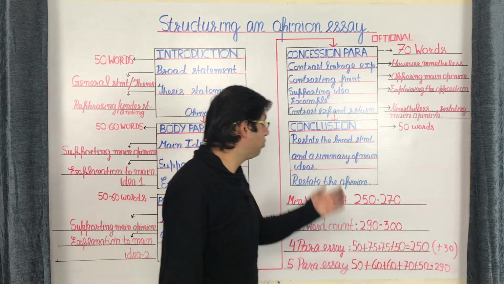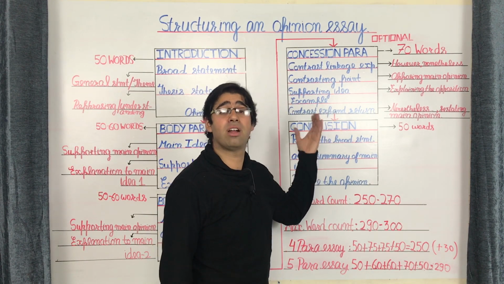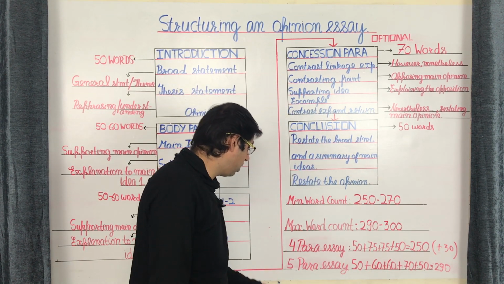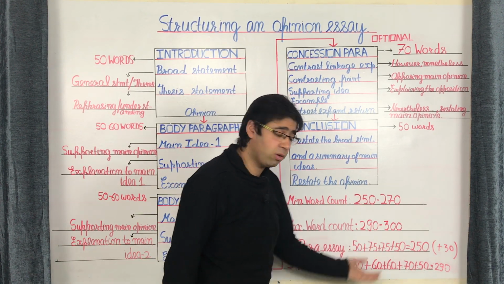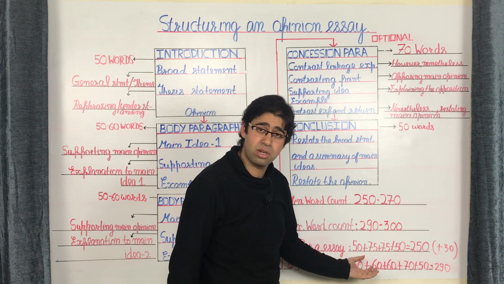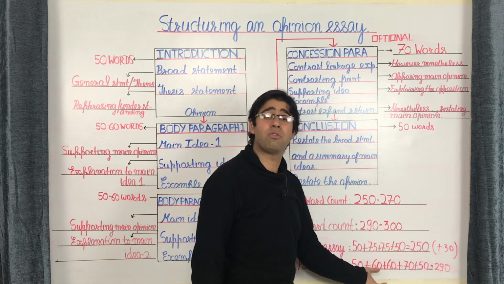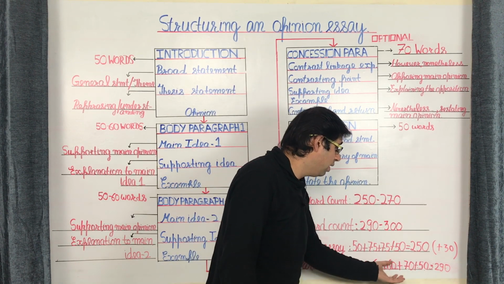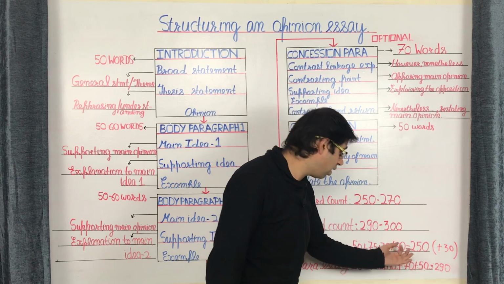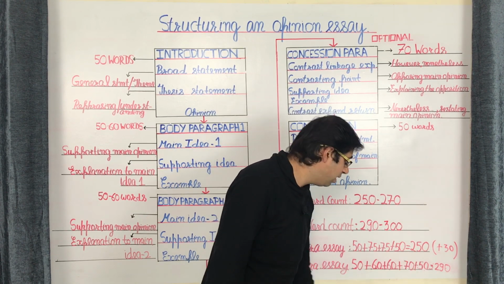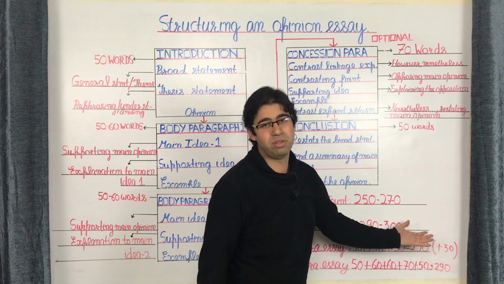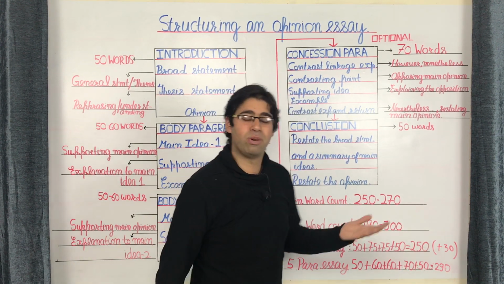On the other hand, if you do wish to include the concession paragraph, that is to say that you are pursuing a 5-paragraph essay strategy, you've got your paragraph split as follows. You've got 50 words for that introduction, you've got 60 each for the body paragraphs, followed by a 70-word concession paragraph, and eventually winding up with a 50-word conclusion once again, getting you to an easy 290. And that's all about the word count strategy.